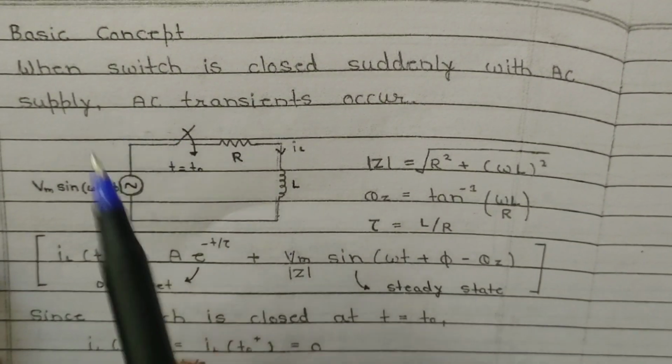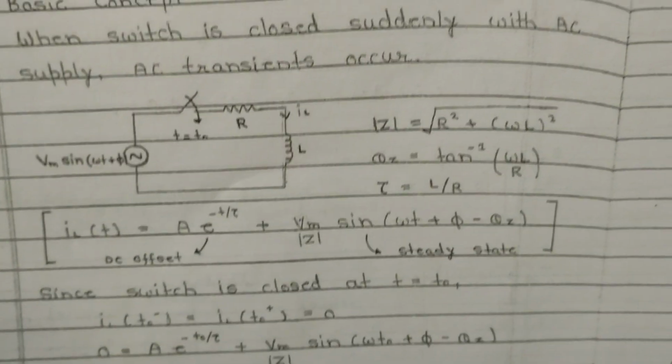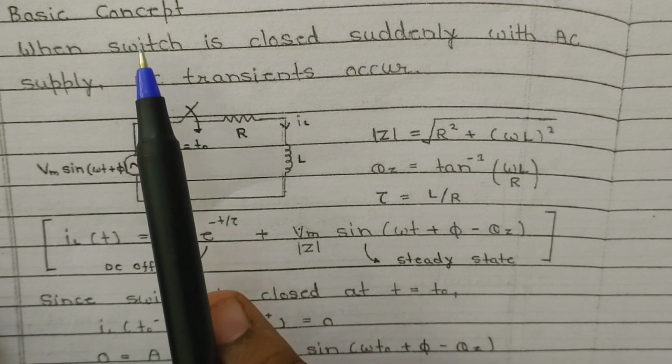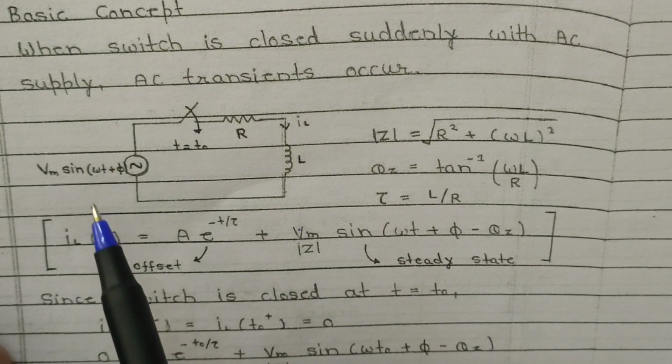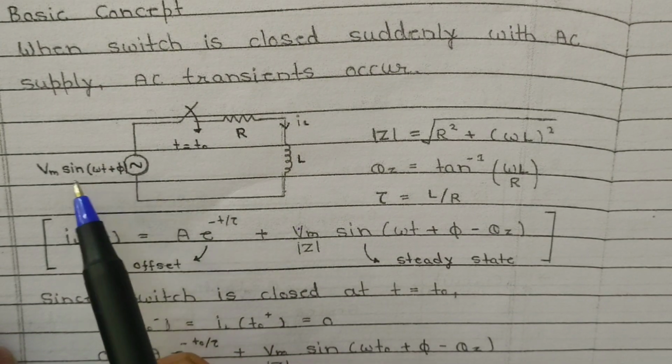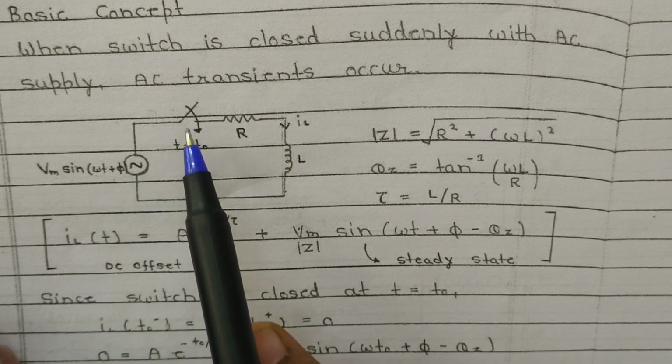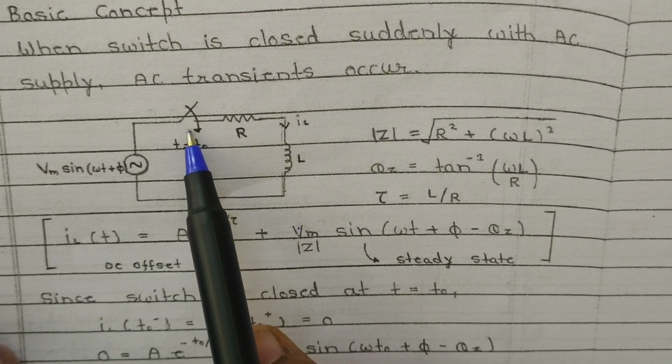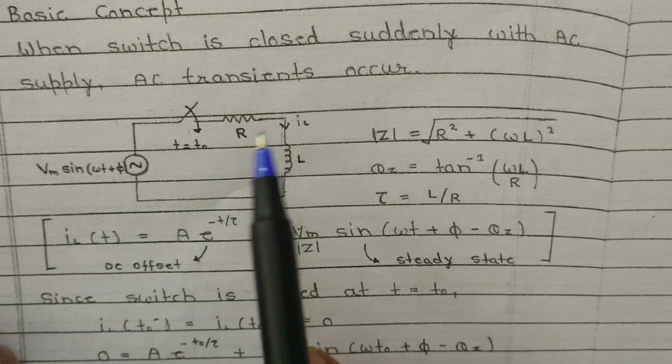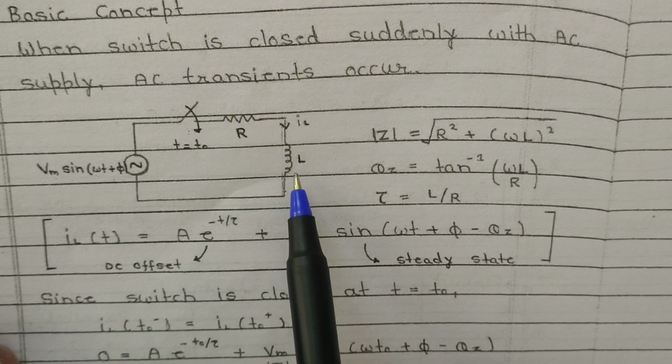Now, we will see the basic concept of AC transients. In this, the source voltage is Vm sin(omega t plus phi). Here you will have a switch which is closed at t equal to t naught. This is a resistor and inductor.